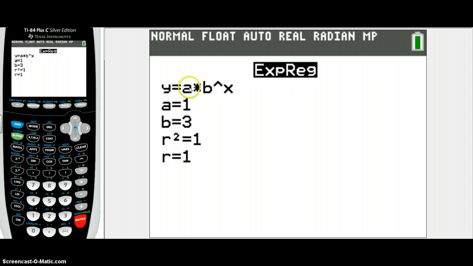And you see here's your format. A times b to the x power tells you a is 1, b is 3. And since in that case I picked one that was perfectly exponential, we can see the correlation coefficient is 1.